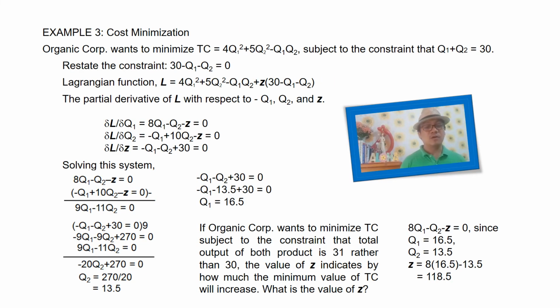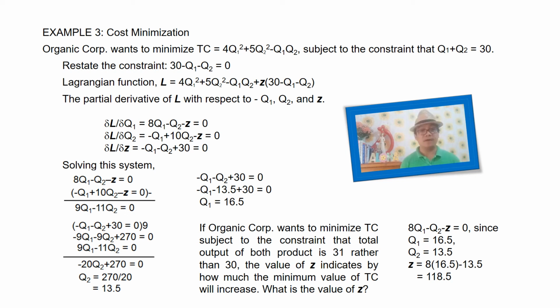Example number 3, cost minimization. Organic Corporation wants to minimize the following TC function, which is equal to 4Q1 squared plus 5Q2 squared minus Q1 Q2, subject to the constraint that Q1 plus Q2 equals 30. Restate the constraint so that an expression is formed that is equal to 0. So we have 30 minus Q1 minus Q2 equals 0.